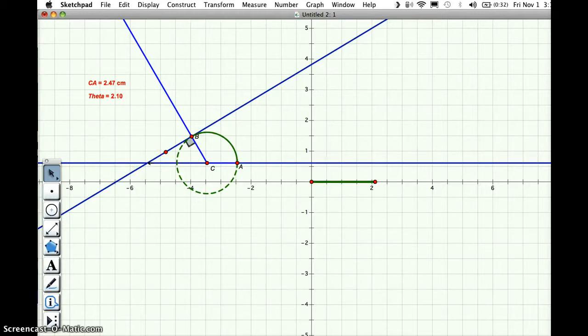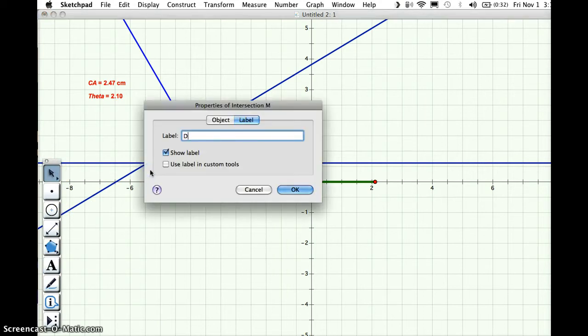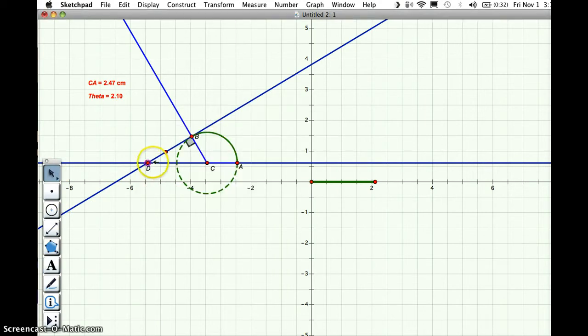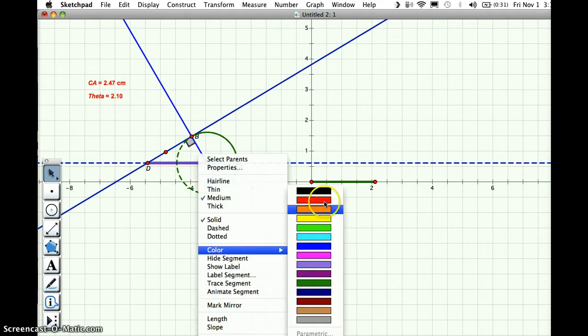Now we want to click on the intersection between line CA and the tangent line. We will call this intersection point D. And now we want to create a segment from point C to point D. We will color this segment red so that it sticks out as the secant line.